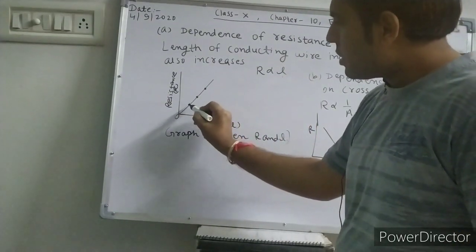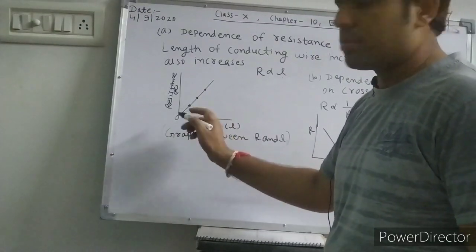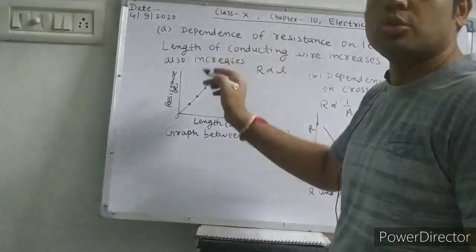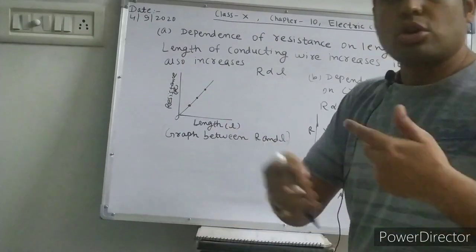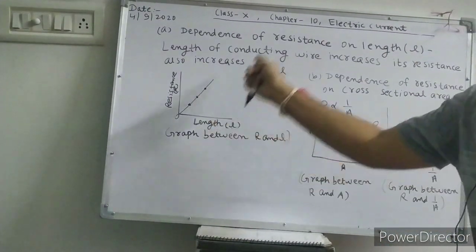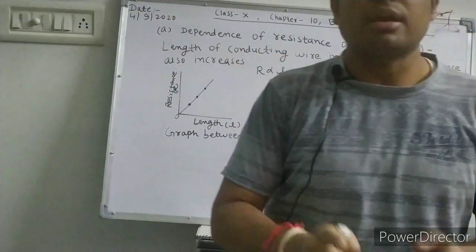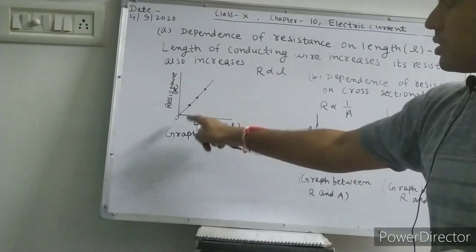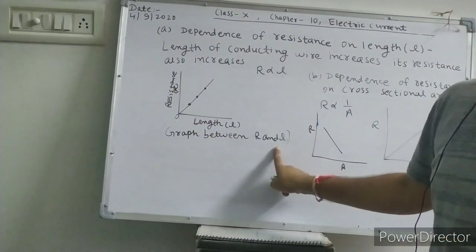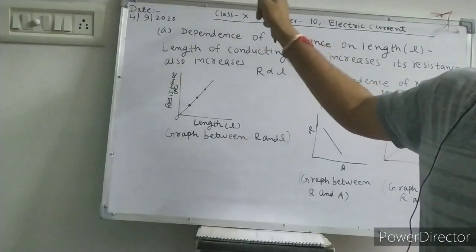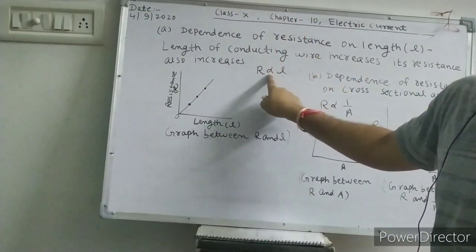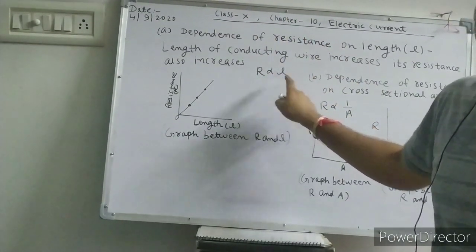If length is 1 meter, resistance is 1 ohm, and if you increase to 2 meter, 2 ohm. So according to this you will get a straight line in the graph between R and L, because it is directly proportional, R proportional to L.